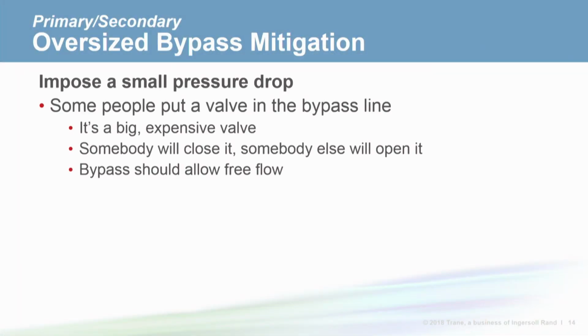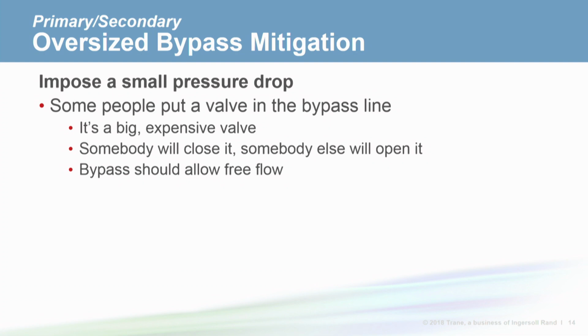So how can we help this situation if the pipes are already installed? We need to impose a modest pressure drop to keep water from short-circuiting. The first solution most people think of is a valve. But the bypass line is oversized, so the valve will be big and expensive. And at some point, one person will close the valve, and a different person will later open it.